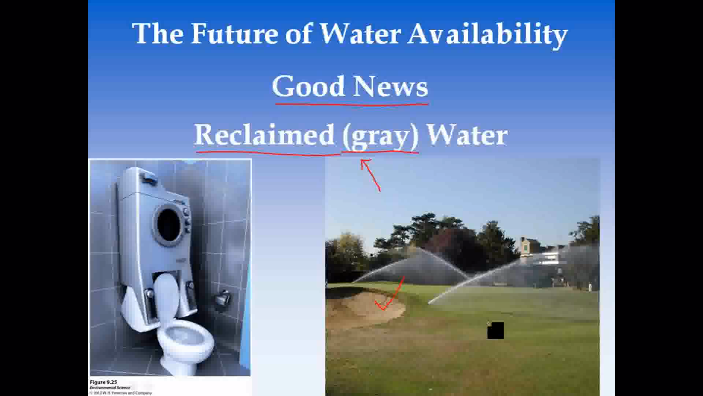Come to class ready to talk about some of the things you think we can do to do a better job with our water availability. This picture here is a great idea. It's being used, what's it say, in Turkey. A Turkish inventor designed this. It's a wash machine on top of the toilet.